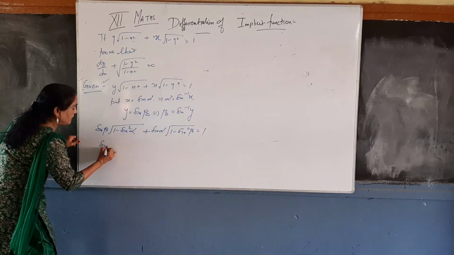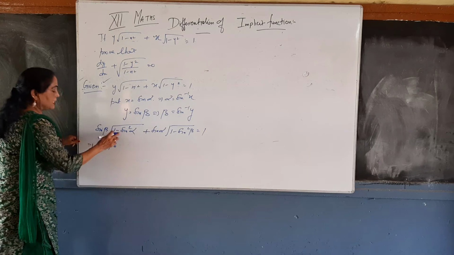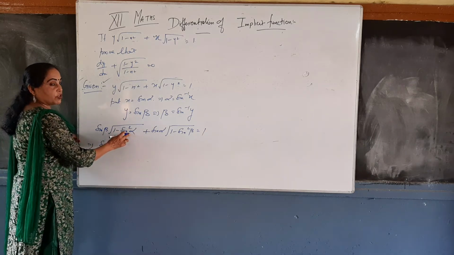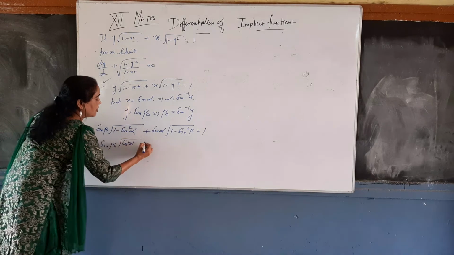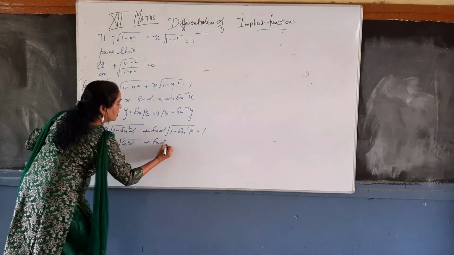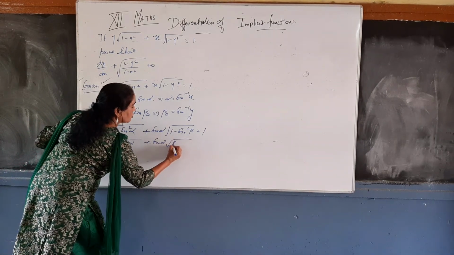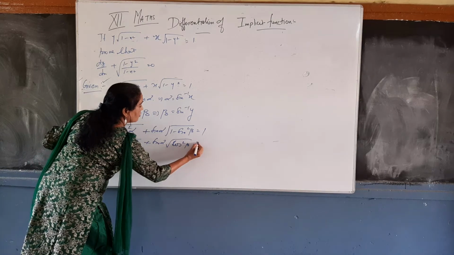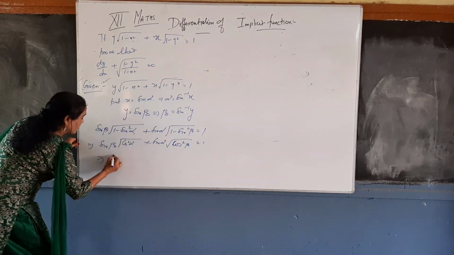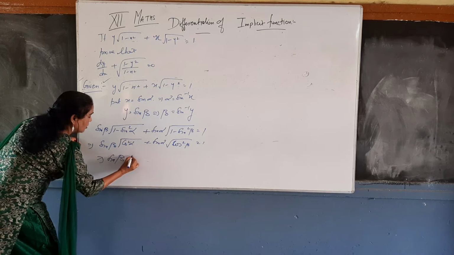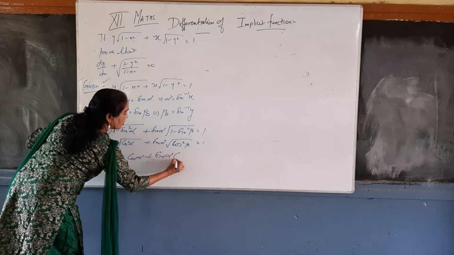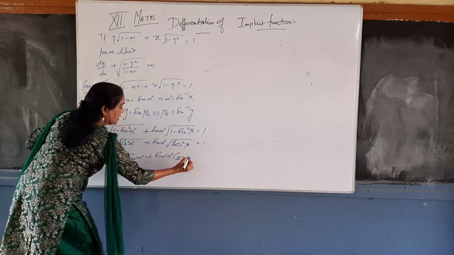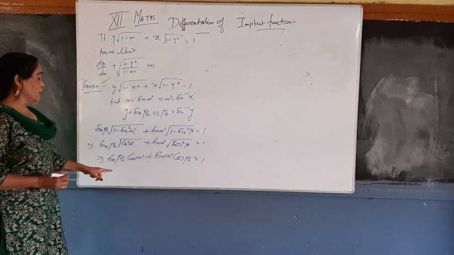Now sine beta, here 1 minus sine square alpha is cos square alpha, so it is under root cos square alpha, plus sine alpha under root cos square beta, equal to 1. Or we will get sine beta cos alpha plus sine alpha cos beta equal to 1. Now see the denominator here.